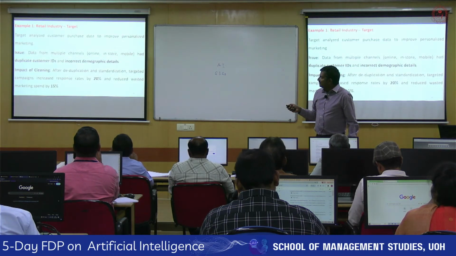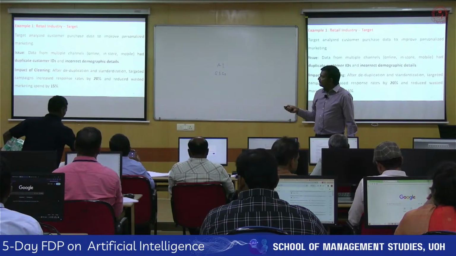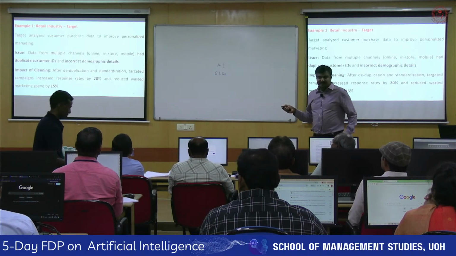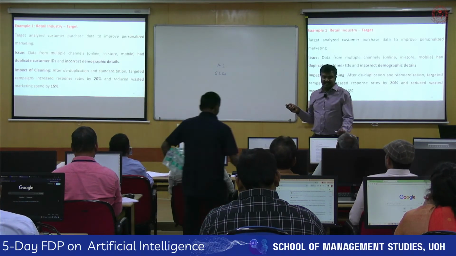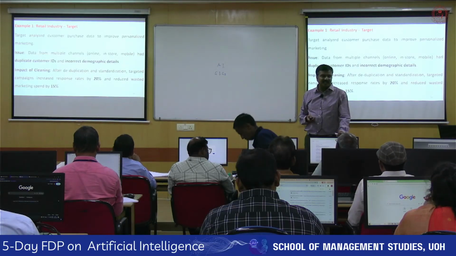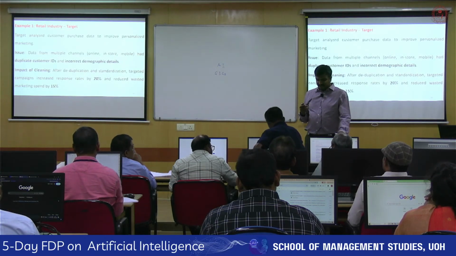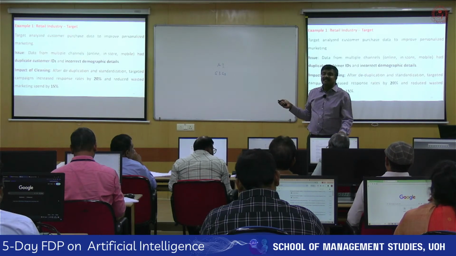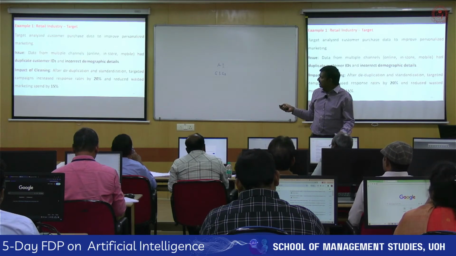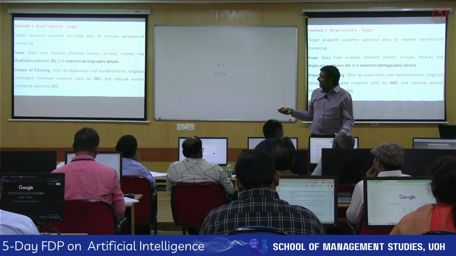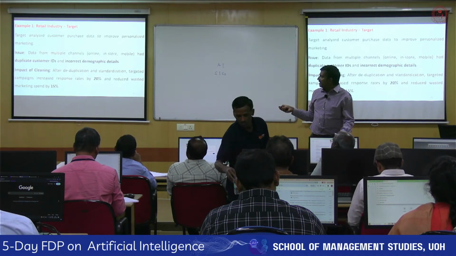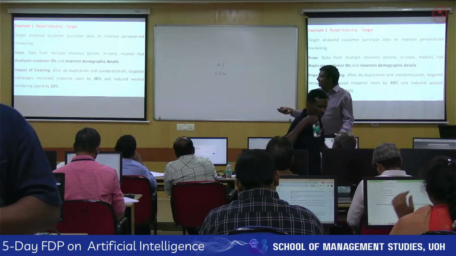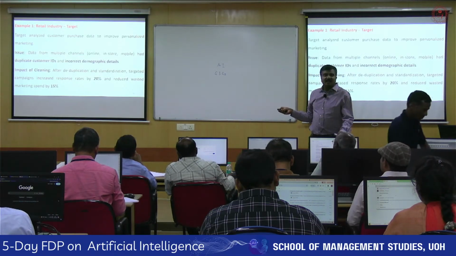These are some examples. Just read it. Anybody know this company Target? It's a US based retail company. Like in India, we have Ratnadeep, Reliance Retail, a lot of companies. There is one company called which one? Target. Okay, I think a UK based company. So they had an issue with duplicate customer IDs. They have data from online, in-store, and mobile. Because of duplicate IDs, they had a lot of issues.